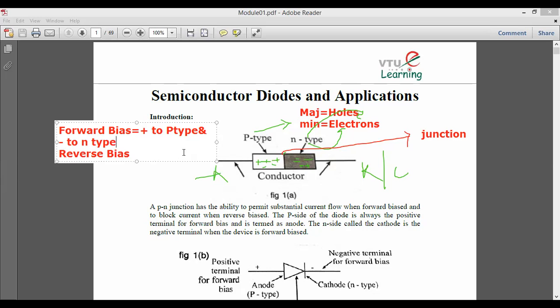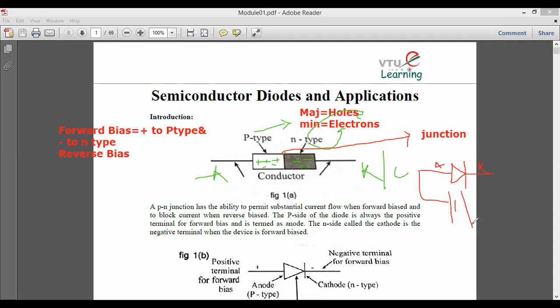When you take a p-n junction diode and apply a battery, say this is my diode, this is the symbol of the diode, with the anode and the cathode. If the anode of the diode is connected to the positive of the battery, and the minus sign is connected to the cathode of the diode, then the diode is said to be under forward bias. So the flow of current will be in this particular direction, from anode to cathode.